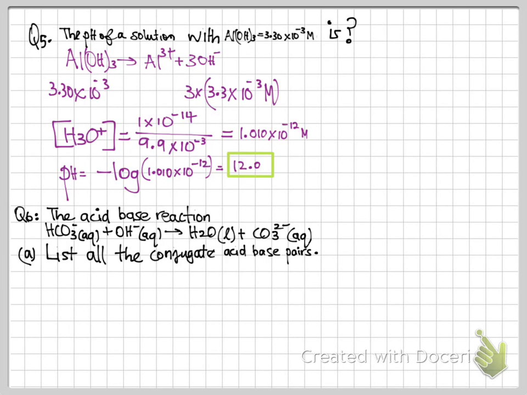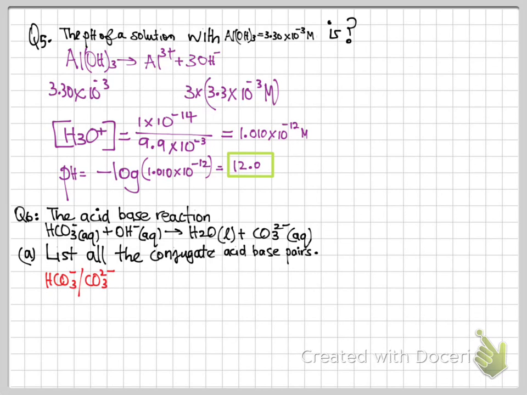Now have a read of question 6. You've got an acid-base reaction. You need to determine all the conjugate acid-base pairs. We know that an acid is a proton donor and a base is a proton acceptor, and the only difference between an acid-base conjugate pair is a proton. So let's have a look at the solution.